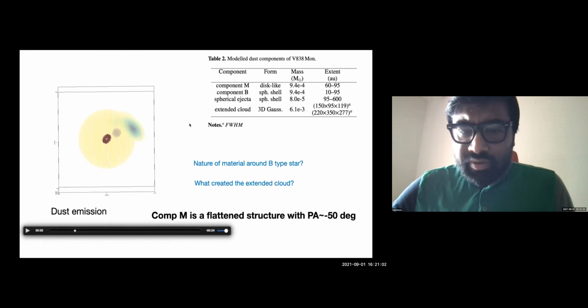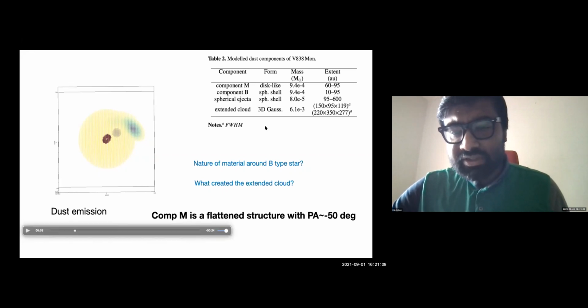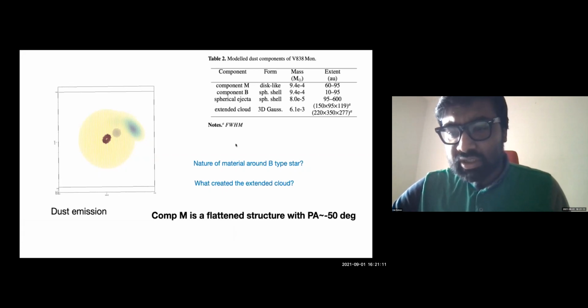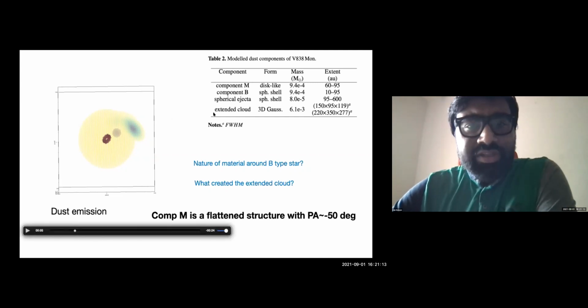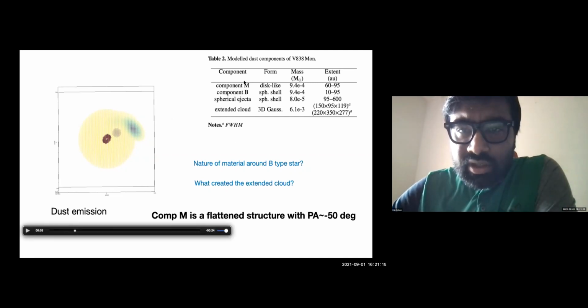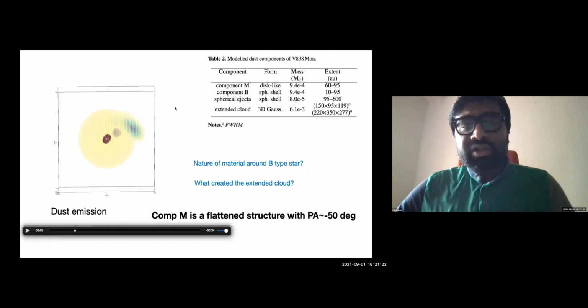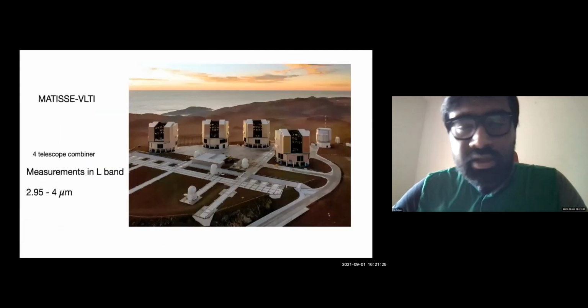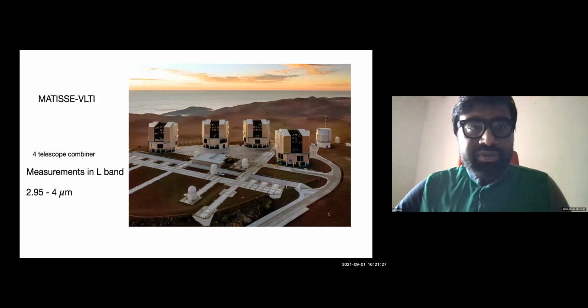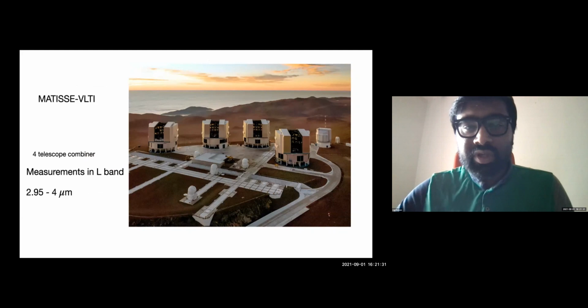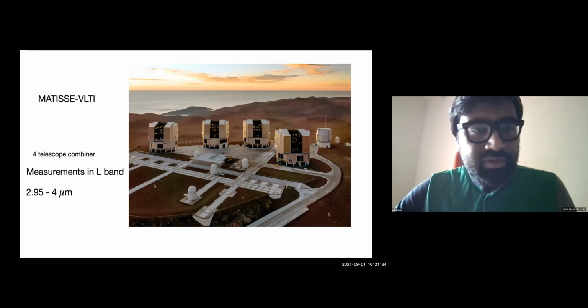Another important thing to remember is that the M component, we basically found it to be this flattened structure with a position angle of -50 degrees. However, at the scale of component M, we're really reaching the limits of the resolution with ALMA. In fact, we're slightly below it. So that's where the VLTI comes into play. So we used the MATISSE instrument, which is a 4-telescope combiner. We used the smaller auxiliary telescopes.